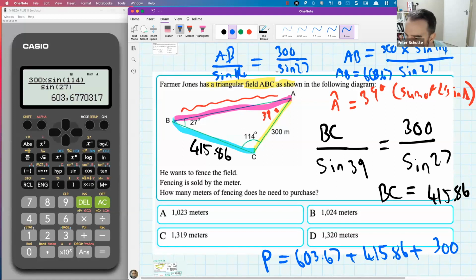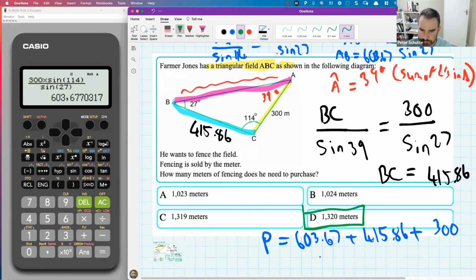Okay. You get C because of the rounding. I would imagine some of you go for C and some of you go for D. It depends how much rounding you would do. But if you round to the nearest unit, D would be the correct option because it comes out as 1319.53, and so that rounds up. Okay, so that caught some of you. Don't worry, you got most of it correct there.